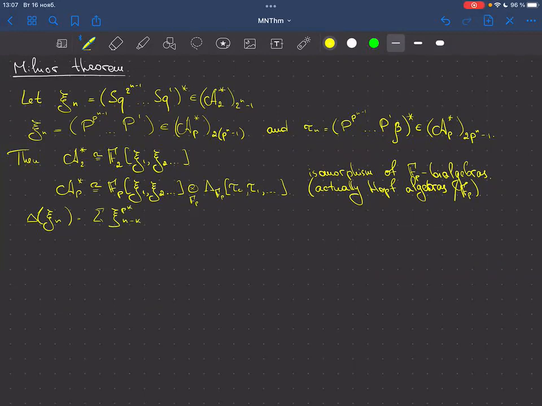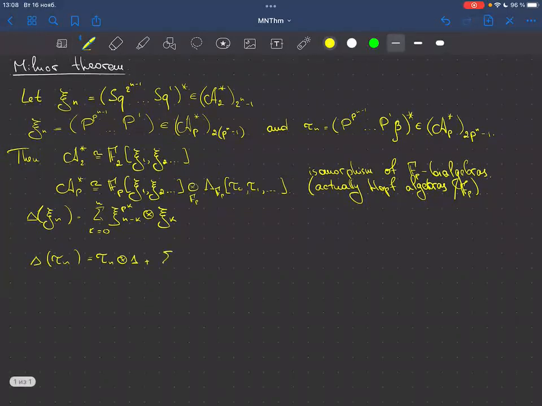Okay, from 0 to n. This one works for any prime p, and for odd p we have extra taus, and their co-multiplication looks like this. It sends tau to tau times 1 plus something like this.